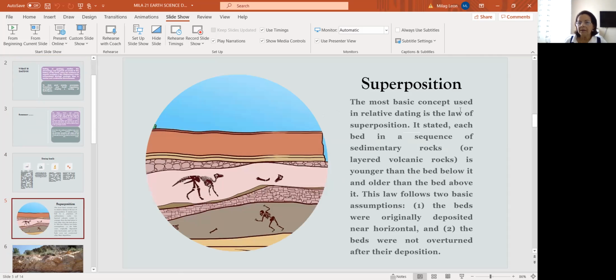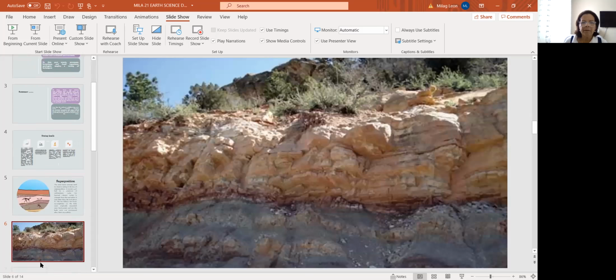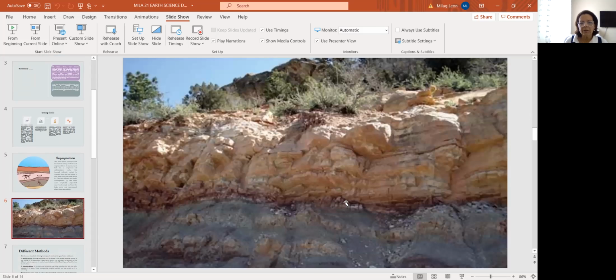And this is what gave us the idea of what is the superposition. The most basic concept used in relative dating is the law of superposition, which states that each bed in a sequence of sedimentary rocks or layered volcanic rocks is younger than the bed below it and older than the bed above it. We will have a picture here that is in real life, where we see on the streets, on the field, all these different colors of sediment.